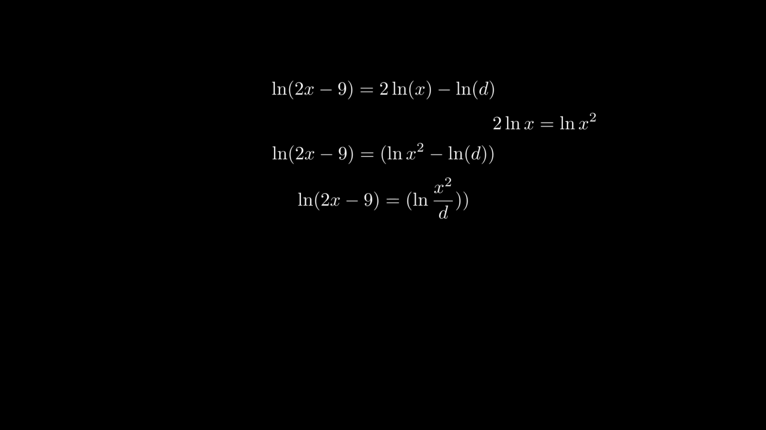Now we have a log on the left hand side and a log on the right hand side, and we can take the exponent of both sides. And what this does is it ends up essentially cancelling out the logs. And then what you end up with is 2x minus 9 is equal to x squared over d. And then we just need to tidy it up. We multiply across by d, and we move the x squared over to the other side. And we end up with x squared minus 2dx plus 9d is equal to 0.